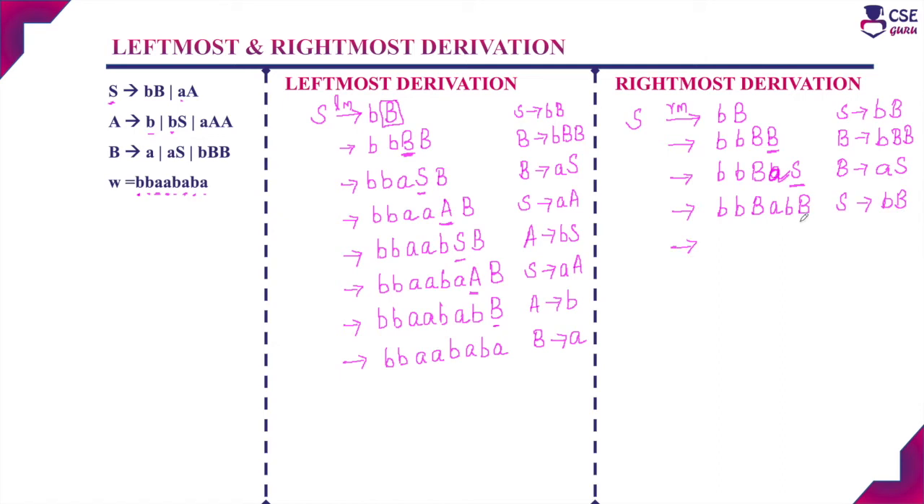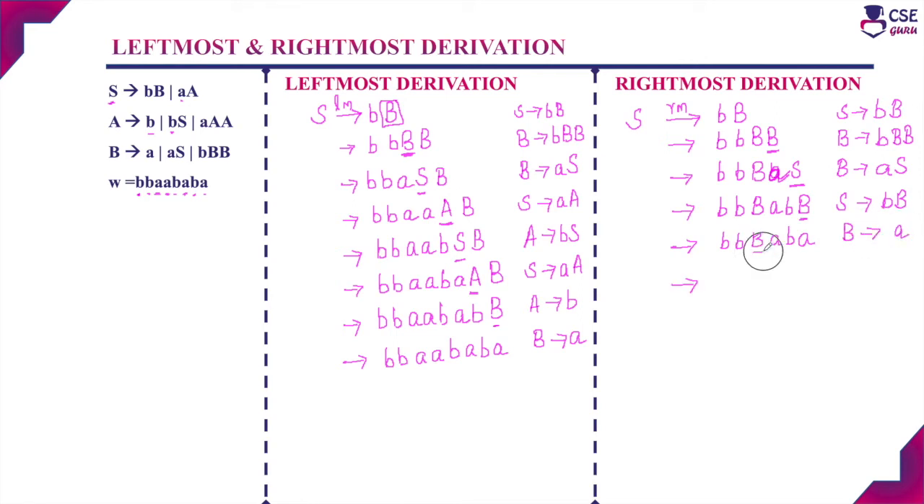Next, if you are checking here, there are two non-terminal symbols. Choose the rightmost non-terminal and apply the production rule. And if you are checking here, already we got AB. Next, we have to get A only. So apply the production rule for B that starts with the terminal A. So here we will apply the production rule B tends to A.